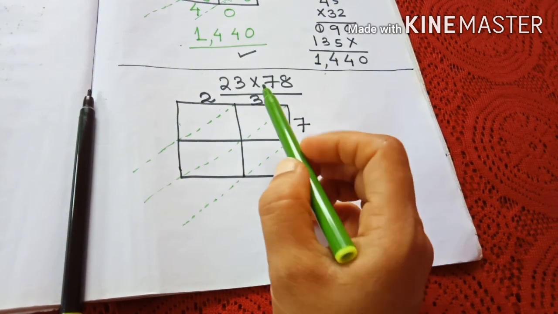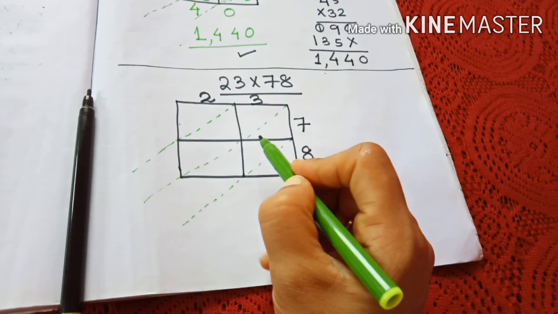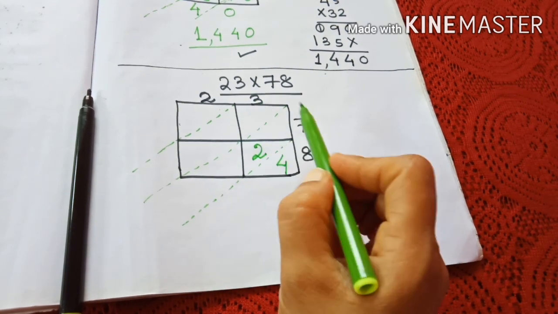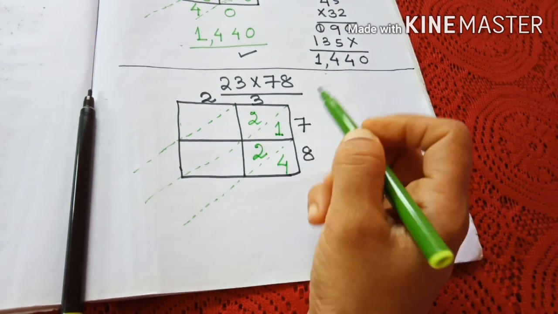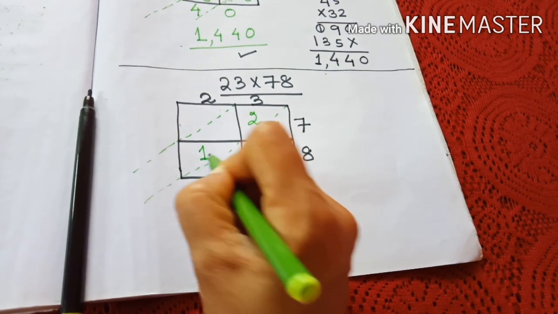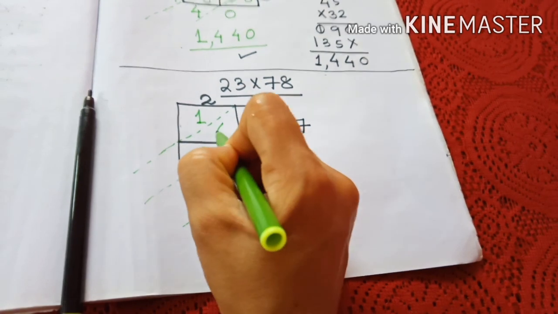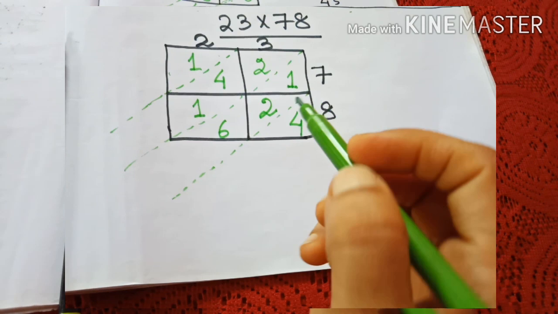We will multiply at first the ones place with the ones place number. So 8 threes are 24. We will write 24. Now 3 sevens are 21. We will write 21. 2 eights are 16. Here we will write 16. 2 sevens are 14. We will write 14. Understood? It's time to get the answer.